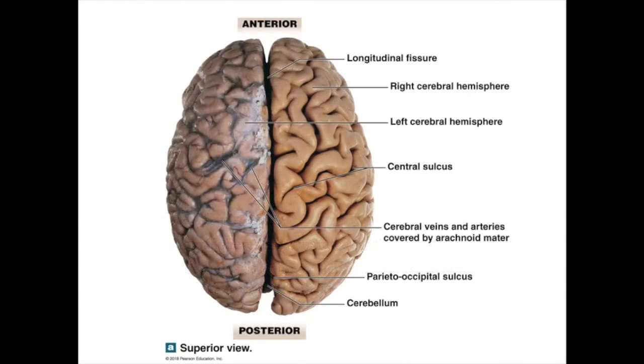So here I ask you to identify the longitudinal fissure and identify the central sulcus. Those are the two main components here. So you have one left hemisphere, one right hemisphere separated by the longitudinal fissure, and here you see the beginning of the central sulcus on each side. You don't need to worry about the parieto-occipital sulcus, which is better observed in a different view.